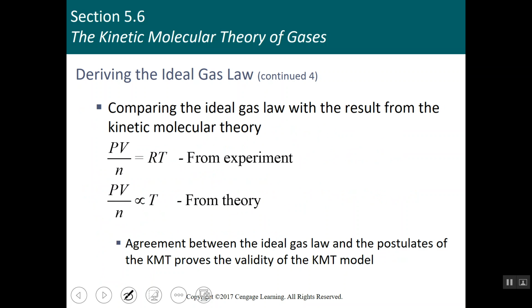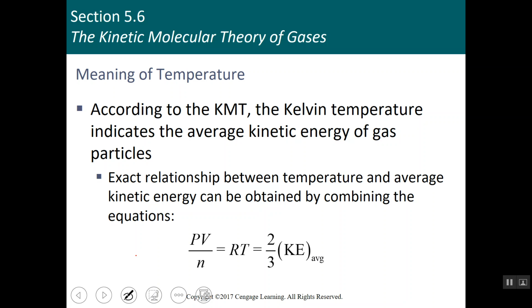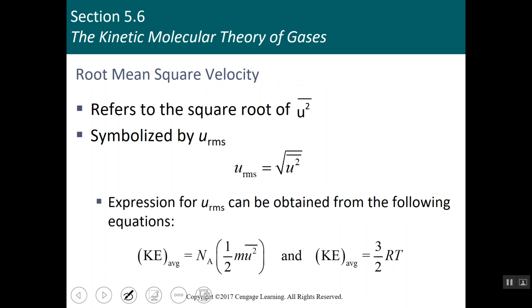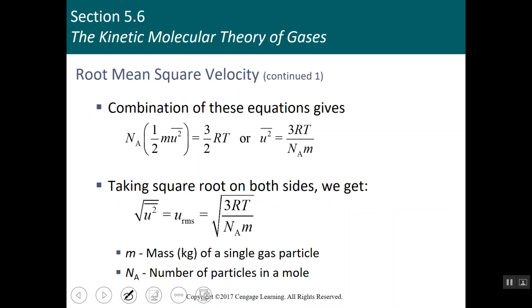So they're continuing to work on deriving the ideal gas law. As I was talking about, the last postulate mentions the Kelvin temperature being the average kinetic energy of gas particles. And then we come to the root mean squared velocity. Notice they take the kinetic energy formula, and they put in the u squared with the line over it to symbolize the velocity squared.